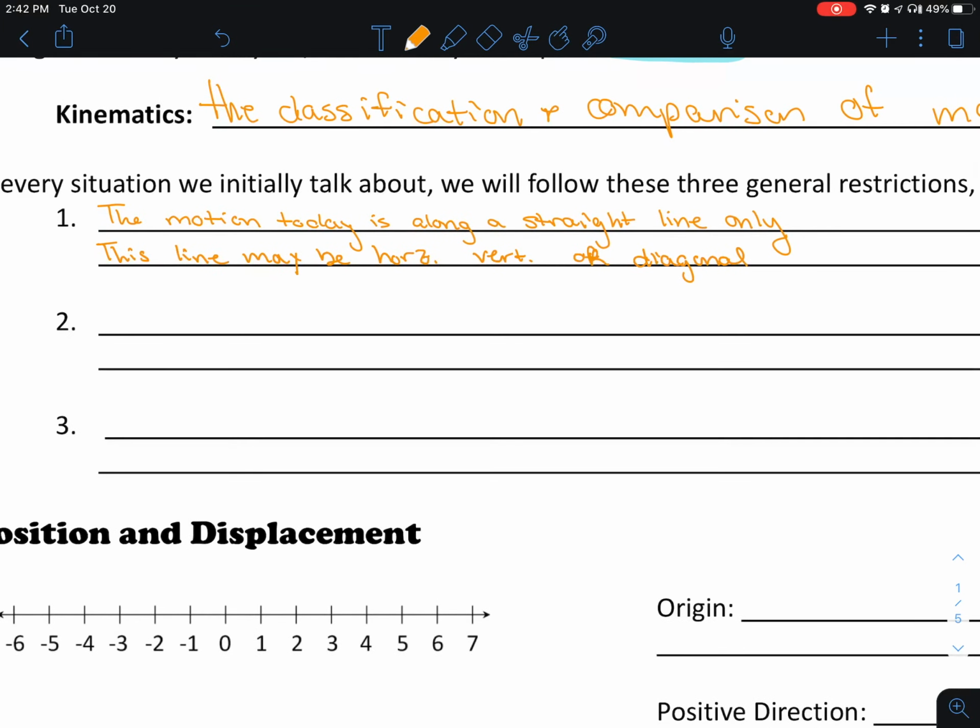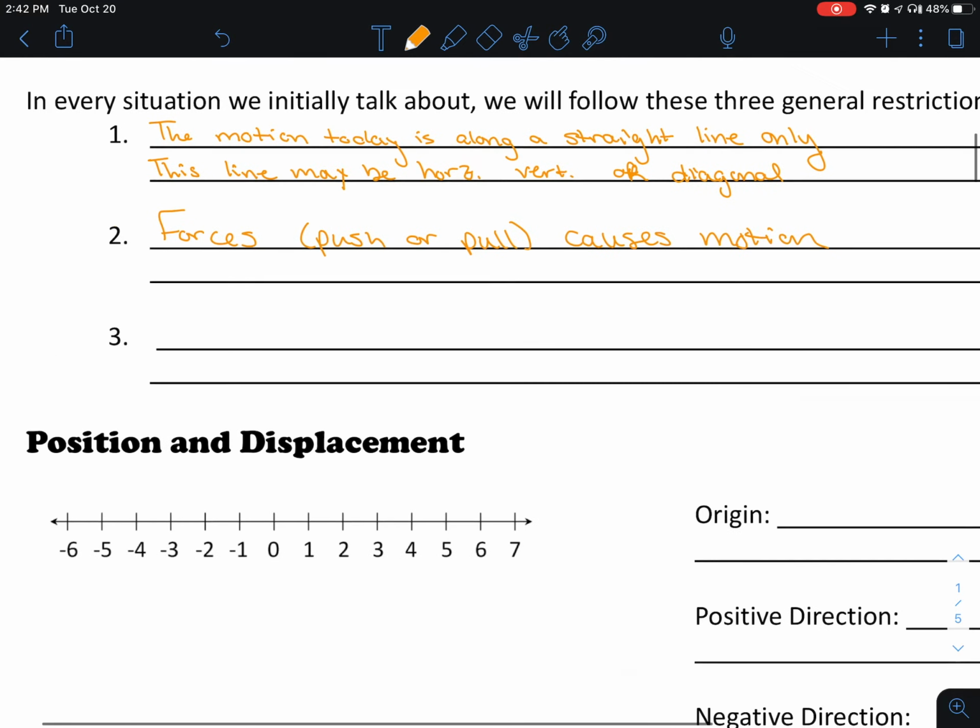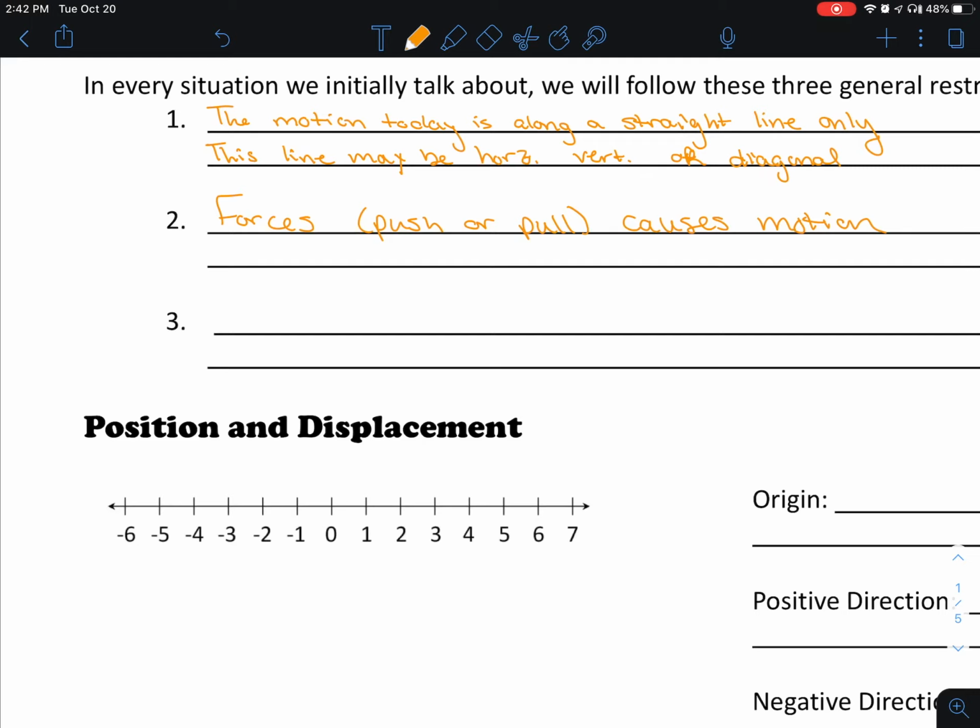Number two, you need to understand that forces, whether a force is a push or a pull, cause motion. And number three, the moving piece is a particle or behaves like a particle.